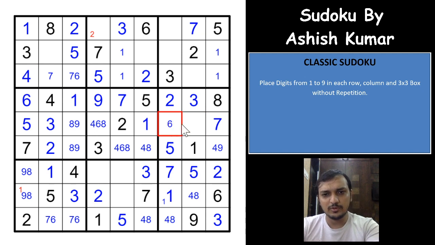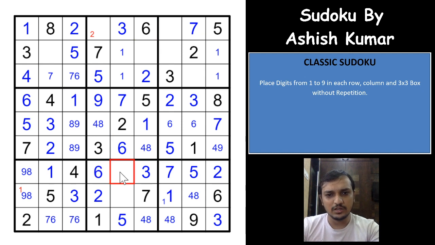So 6 would have to be in one of these two cells, and that eliminates 6 from here, so this would have to be 4 8, and this is a 4 8, so this would have to be a 6 now, and this 6 and this 6 gives you a 6 here, and this cell would have to be a 9 and 8, right? 8 and 9.